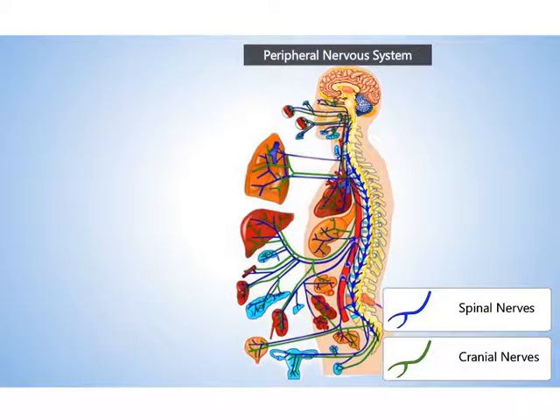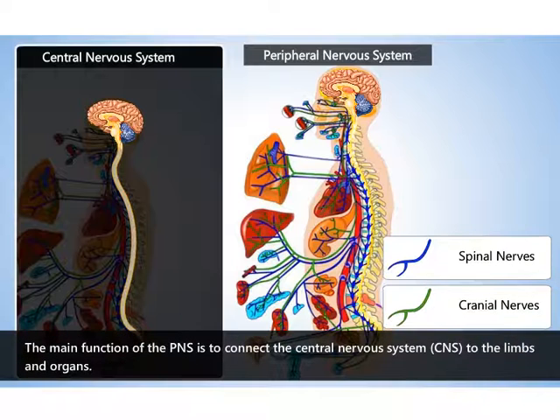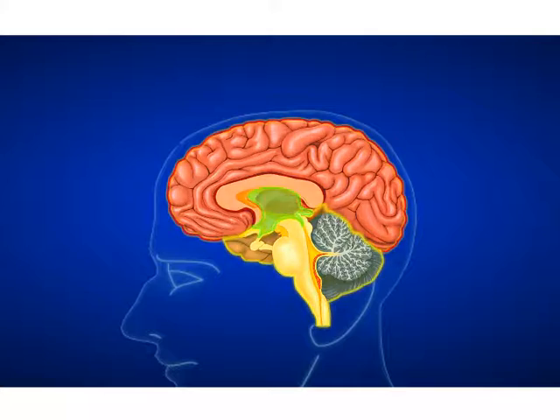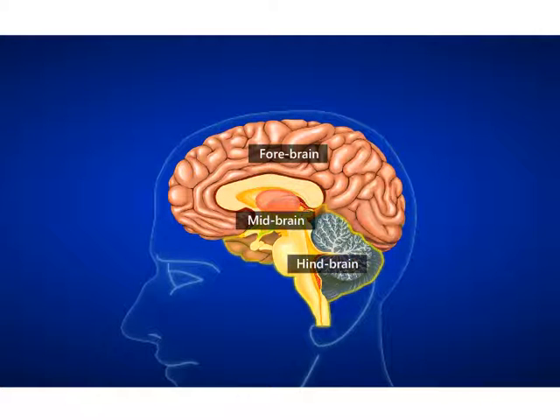Thus, the communication between the central nervous system and the other parts of the body is facilitated by the peripheral nervous system. The main function of the PNS is to connect the central nervous system, CNS, to the limbs and organs. The brain has three major parts or regions, namely the forebrain, midbrain, and hindbrain. Different parts of the brain work together. Let us look at these parts and their functions.